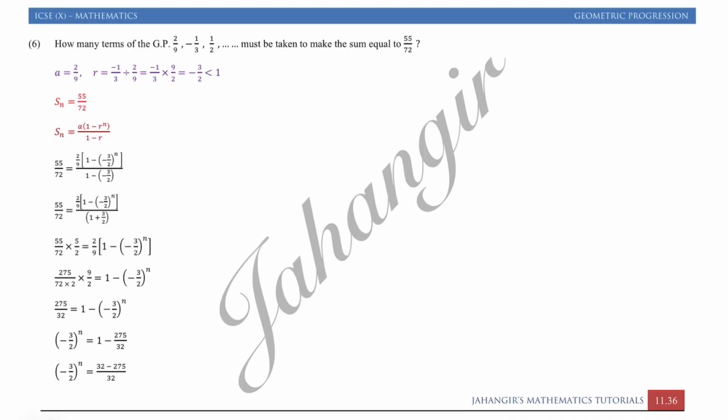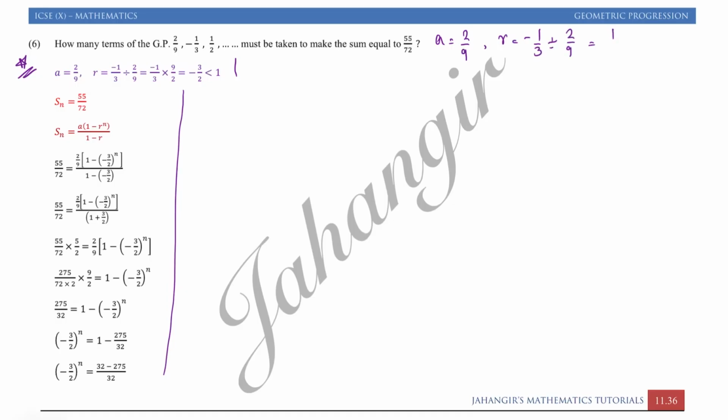The sixth question is very important and it is of the same type. Here the sum of the terms is given. You have to find the number of terms. How many terms will be taken to get the sum as 55 upon 72? So here is the same process. First we will write the sequence already given, so I can write a is equal to 2 by 9. R I can say is the second term divided by the first term.